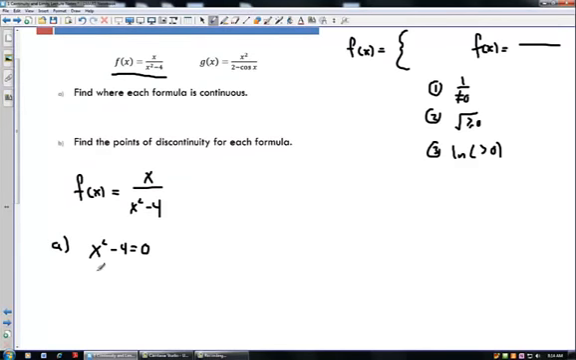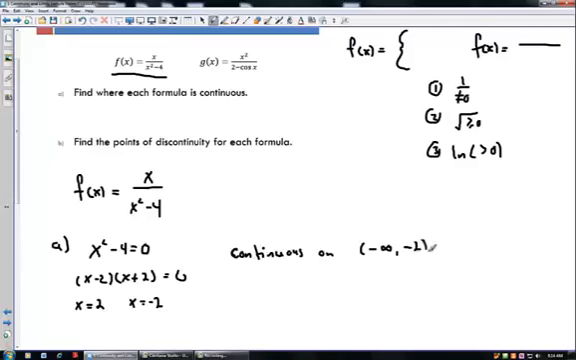And so what I can do is, instead of moving over the 4, I'm going to factor. So this is x minus 2 times x plus 2. This is the difference of two squares. And that's equal to 0. So I know either x minus 2 is equal to 0, so x is equal to 2, or x plus 2 is 0, so x is equal to -2. And so I'm going to say that this is continuous on minus infinity to negative 2, union negative 2 to 2, union 2 to infinity.